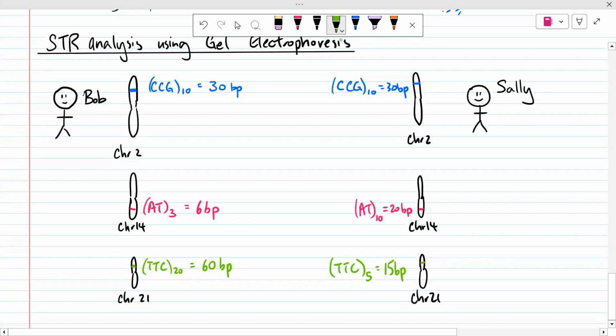Okay, so I'll give you a moment to copy this down. You gotta do this in color, otherwise the note will not make sense.